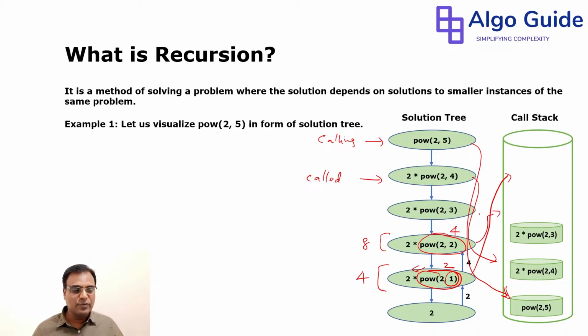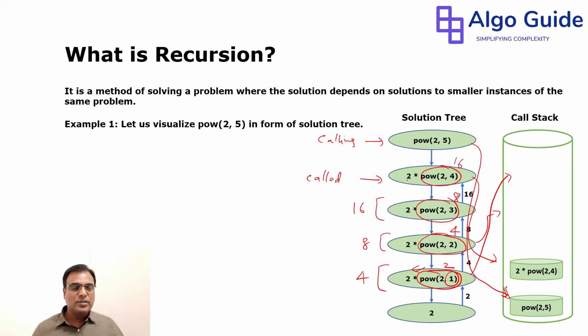This method is removed from the call stack, and 8 is returned to the place where it is called. It is called here, so this gives the value 8. 8 is now multiplied with this 2, and we get the value 16. And 16 is returned, and this function is removed from the call stack. So 16 is returned to the place where it's called.